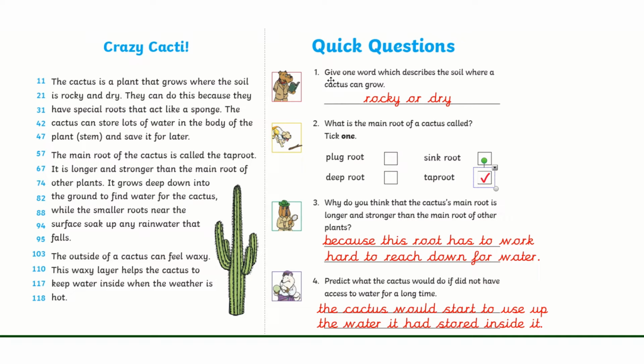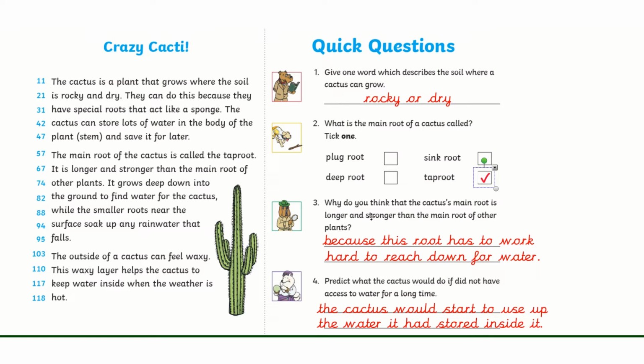So the first question said, give one word which describes the soil where a cactus can grow. So you could have chosen rocky or dry, because it says a cactus is a plant that grows where the soil is rocky and dry. But because it's asked you for one word, you need to choose just one of them, rocky or dry. Number 2, what is the main root of a cactus called? Tick 1. If I look here, the main root of the cactus is called the taproot. So I've ticked taproot, the correct answer.